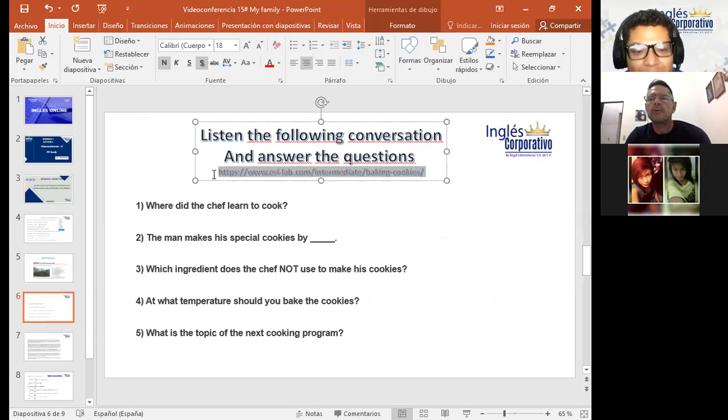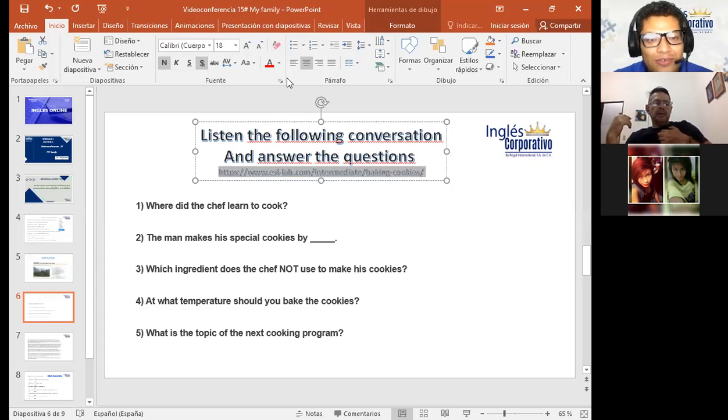Where did the chef learn to cook? The man makes his special cookies by, you had to select the best choice. Which ingredient does the chef not use to make his cookies? You had to listen and identify the answer. At what temperature should you bake the cookies? And the last question, what is the topic of the next cooking program? So for that reason, I will share the link.